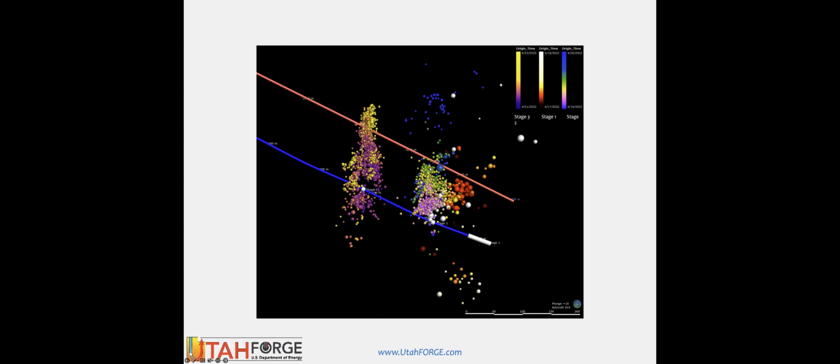But in the second stage here, our earlier events are colored in this pinkish color. As we get later in time, they do seem to move upward. In our third stage, where we actually had higher viscosity fluid injected through the perforations, we can see, and I'll show it a little better in the next slide, that our earlier time events are near the wellbore, and at later times they move further and further away.